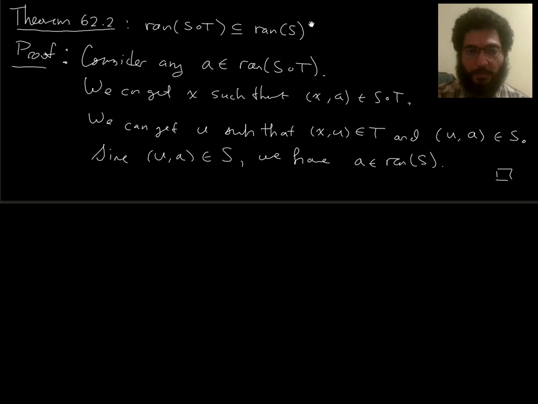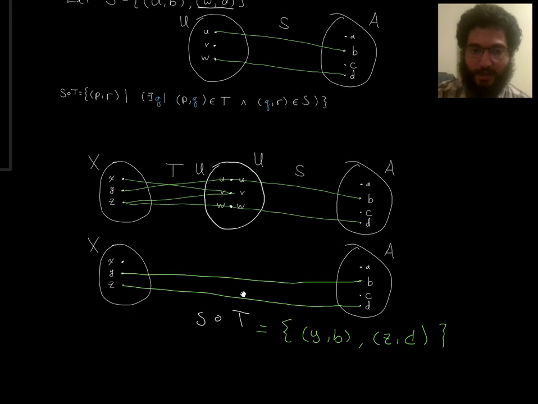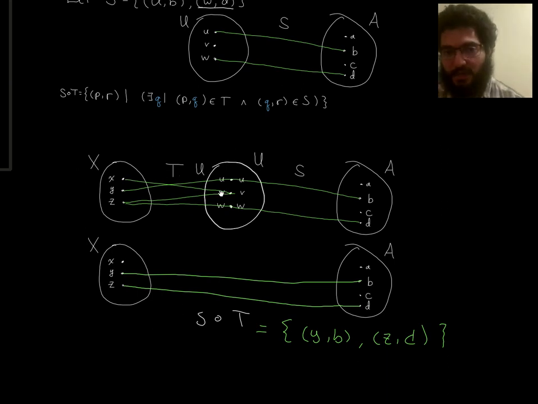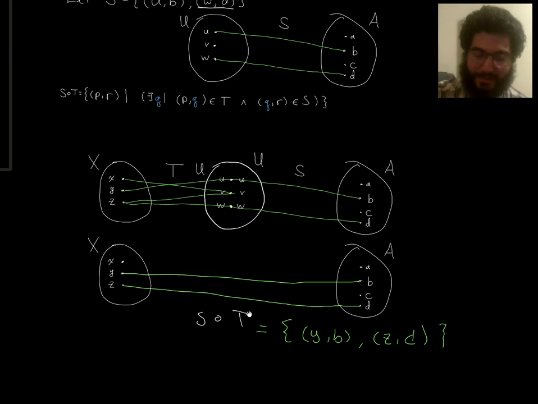So the range of a composite is a subset of the range of the left-hand thing, which I always think of as actually being the second thing. If you look at the picture, when I look at S composed with T, I think of it as following the arrows of T, and then following the arrows of S. So T, then S. So the range of S composed with T will be a subset of the range of the second thing, which is the one on the left, confusingly.